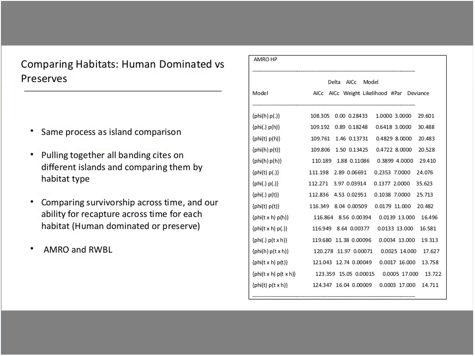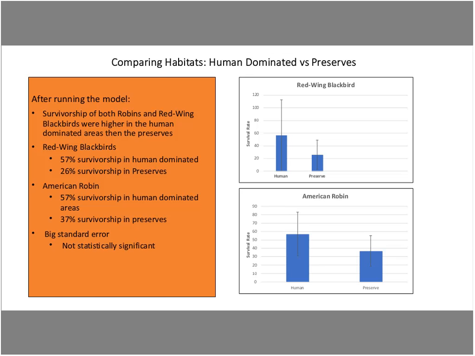So comparing habitats, human-dominated versus preserved. Firstly, we were comparing survivorship and probability of recapture between each island individually. Now we are pulling those islands together, and we're just comparing based on different habitats, human-dominated versus the preserved. So it's the same process, using the IC to find the best model, and then using those models. We did that with both the American robin and red-winged blackbird. So this is what we saw after comparing habitats.